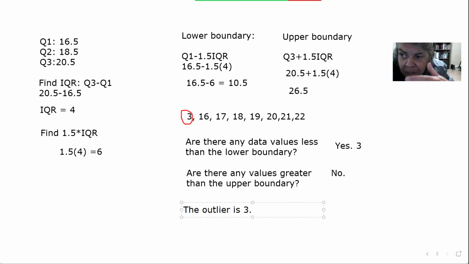And that's how you find outliers. You could have outliers on both sides. You could have multiple outliers on both sides. You could have no outliers. This list had one outlier on the lower side.